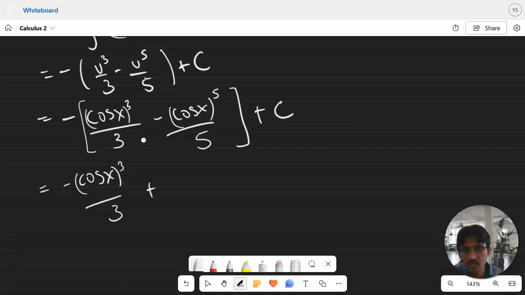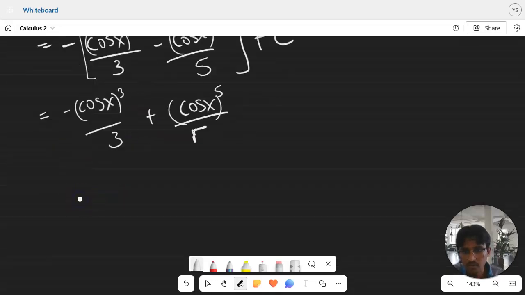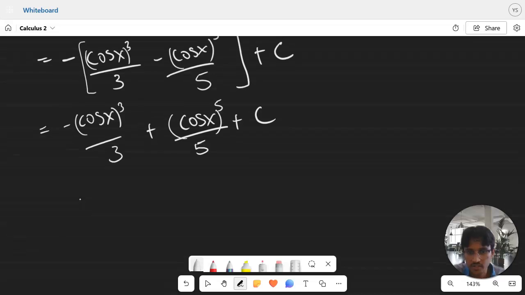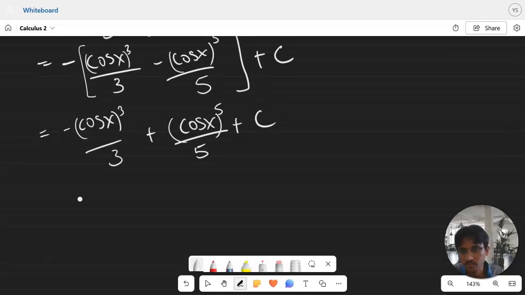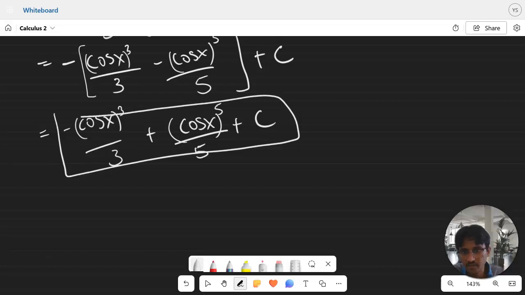Minus minus is going to give us plus cosine of x to the fifth, divided by 5, plus c. Okay, so that is our answer. You could just leave it like that, or if you want, you could go ahead and take out that third and make it negative 1/3 times cosine of x to the third. Either way, I'm going to call this our final answer.